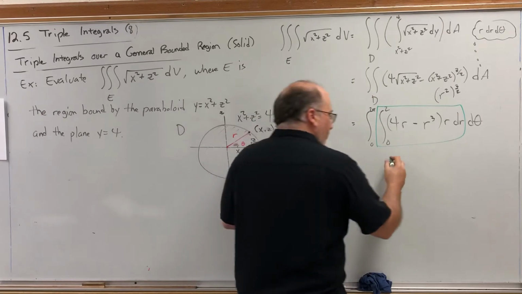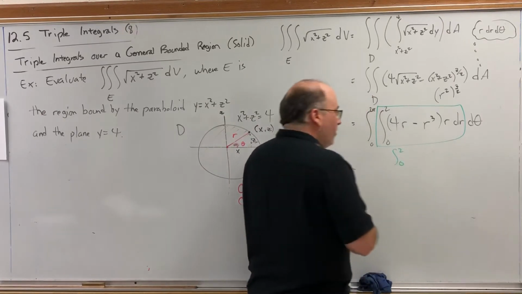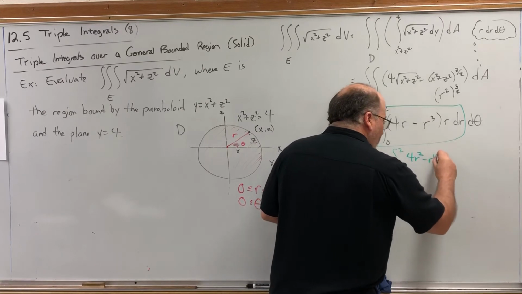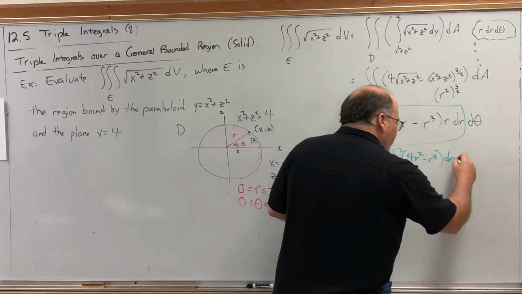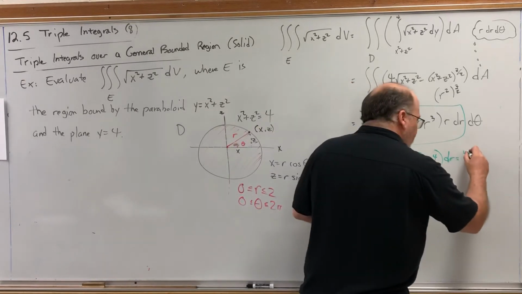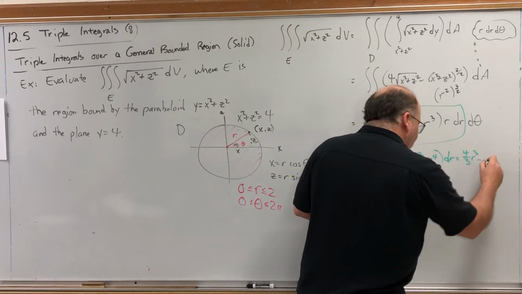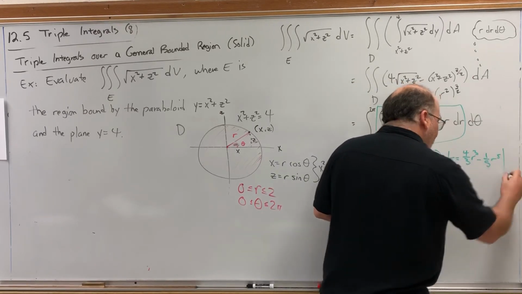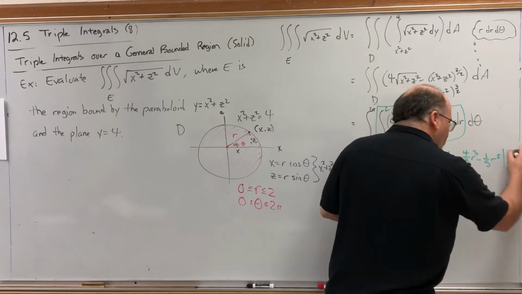So the inner integral is the integral from 0 to 2. Let's go ahead and distribute the r to get 4r squared minus r to the 4th, dr. The antiderivative of 4r squared is 4/3 r cubed. The antiderivative of r to the 4th is 1/5 r to the 5th. And this is being evaluated from 0 to 2.